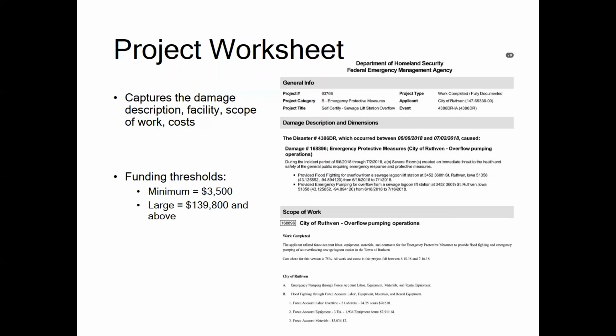Here in Iowa, for small projects, the federal share is paid on obligation and the state share on closeout. For large projects, the federal share becomes available at obligation, and an applicant can submit requests for reimbursement throughout the project in our grants management system, EM Grants Pro.